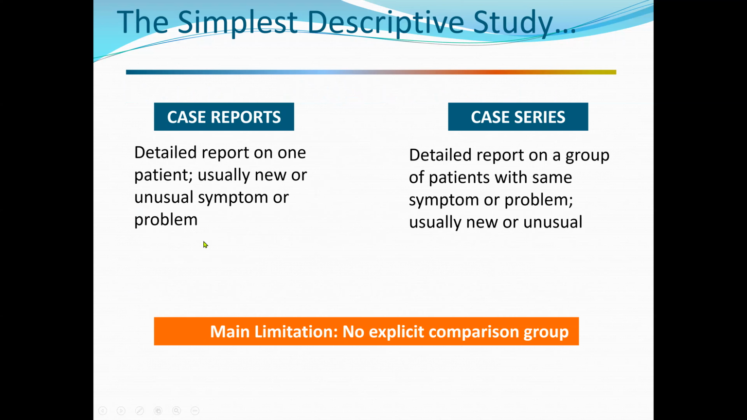So we see a case report, again, is a detailed report on one patient, usually with new or unusual symptoms or problems. Then a case series, again, is a detailed report on a group of patients with the same symptom or problem, usually new or unusual cases. Now we have a main limitation with case reports and case series: there is no explicit comparison group.